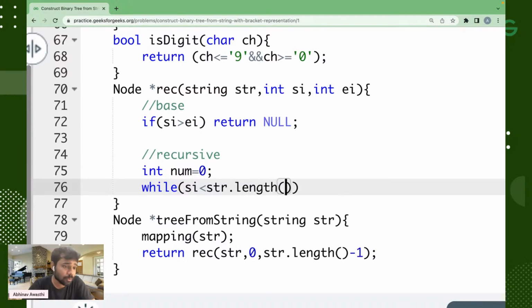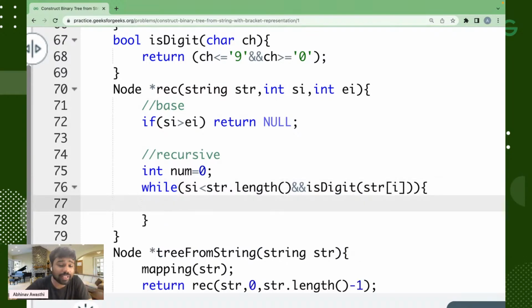This is the first thing that we will do. The current character should be a digit. If these two cases are true, then we will add that digit, or you can say the integer part of that digit.